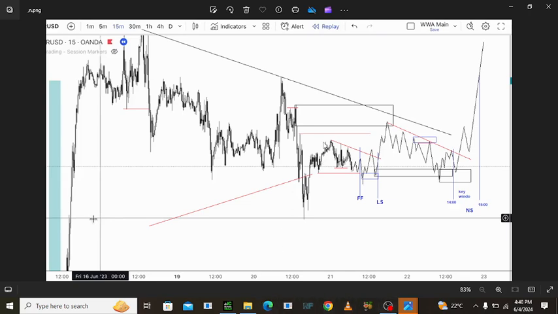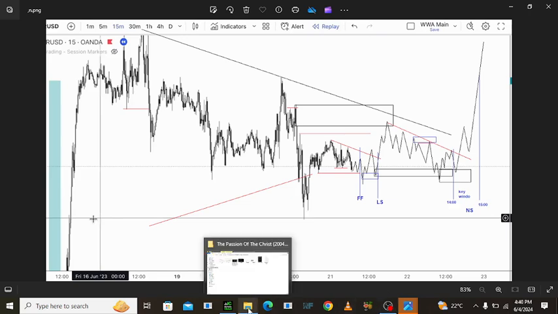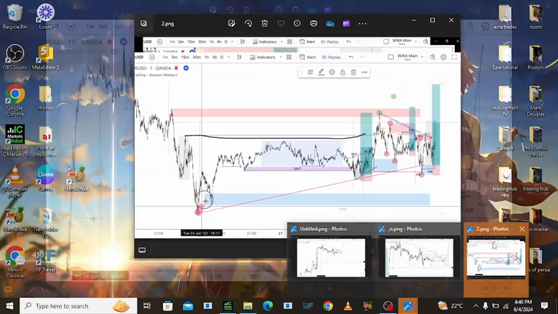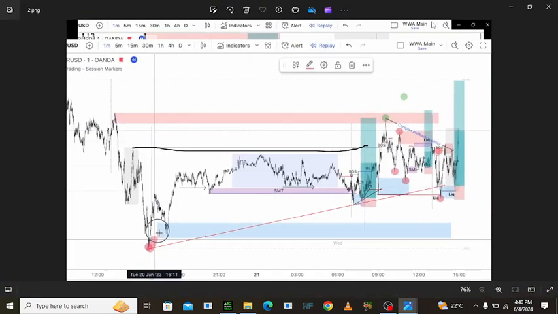See? This is our M5 internal structure on the way to our M1. You see, from this M1 break of structure to this M5 break of structure. You see, this is our Asian range. This is our Smith money trap. You see, price pushes to the upside.